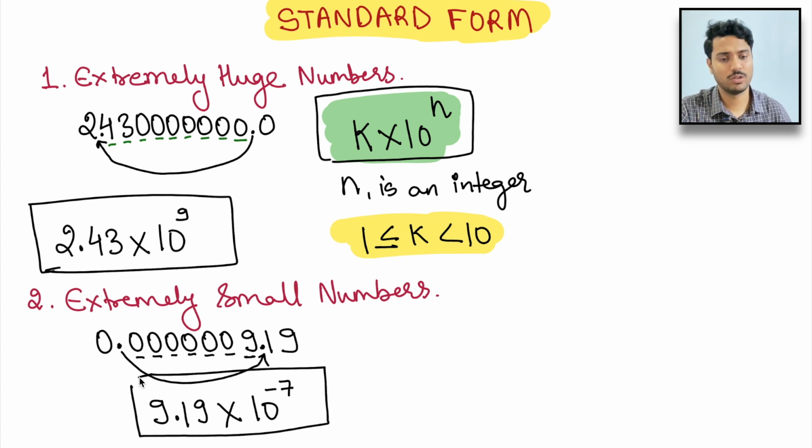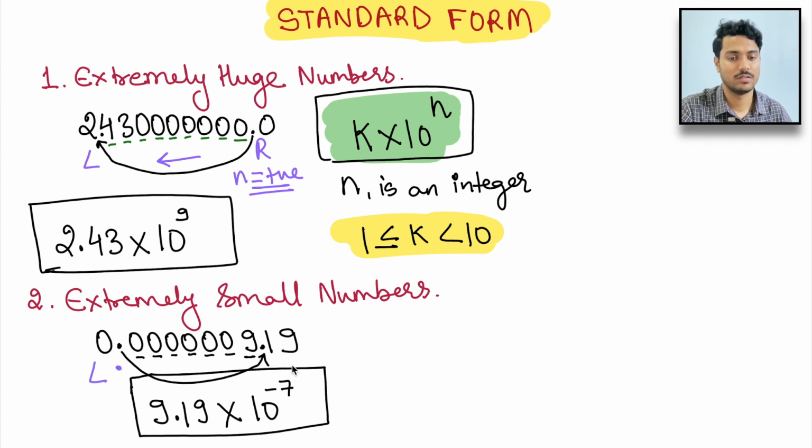So this is a point to remember, and I'll write it down here. Whenever we shift the decimal point from right to left, the value of n is positive. And whenever we shift the decimal point from left to right hand side, the value of n is negative. So this is a point to remember.